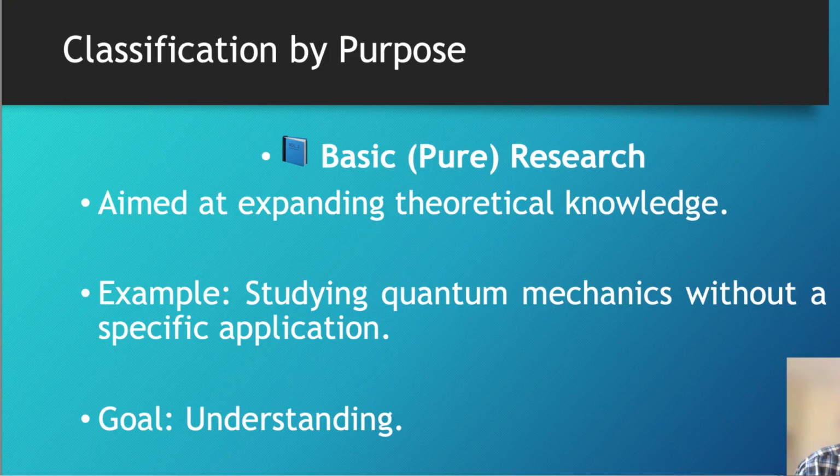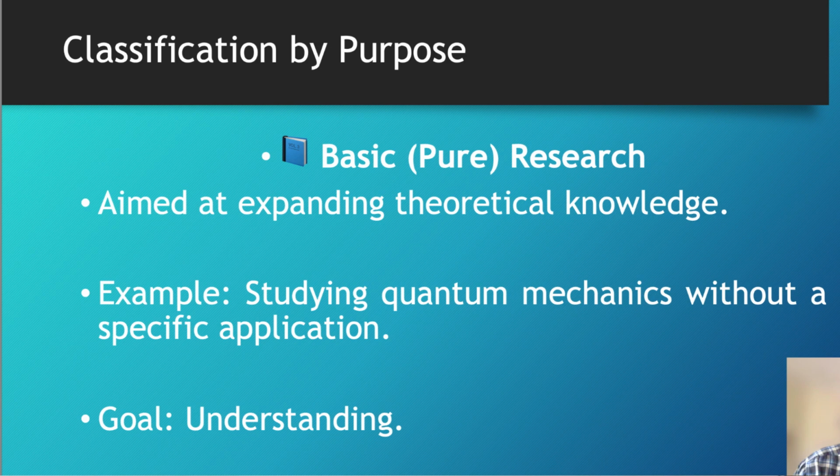The first one is basically classification based on purpose. And the goal of this is actually to expand theoretical knowledge, to know what is available in theory, what people are doing about a particular phenomenon. An example is if you're studying quantum mechanics without a specific application, which means you just want to know what theories have been said about quantum mechanics and what you can do with that. The goal is basically understanding and nothing more.